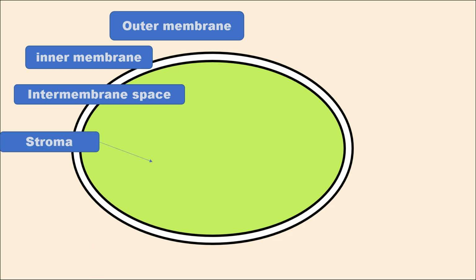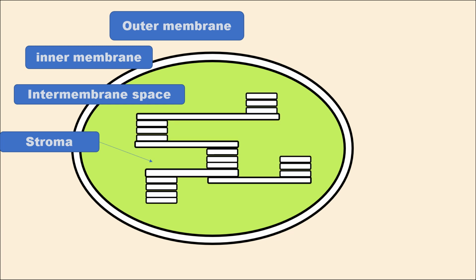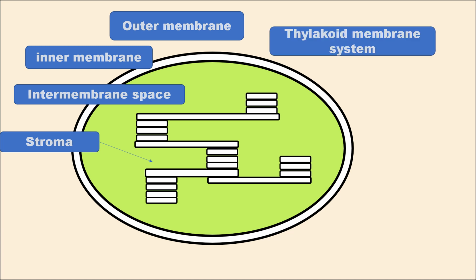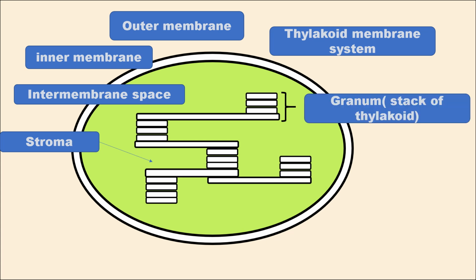The stroma is the fluid-filled inner compartment of the chloroplast where various biochemical processes take place. And within the stroma, there is a membranous system called the thylakoid membrane, which is essential for photosynthesis. And a stack of thylakoids is known as granum. Then we have the starch granules. So they serve as storage for starch molecules.